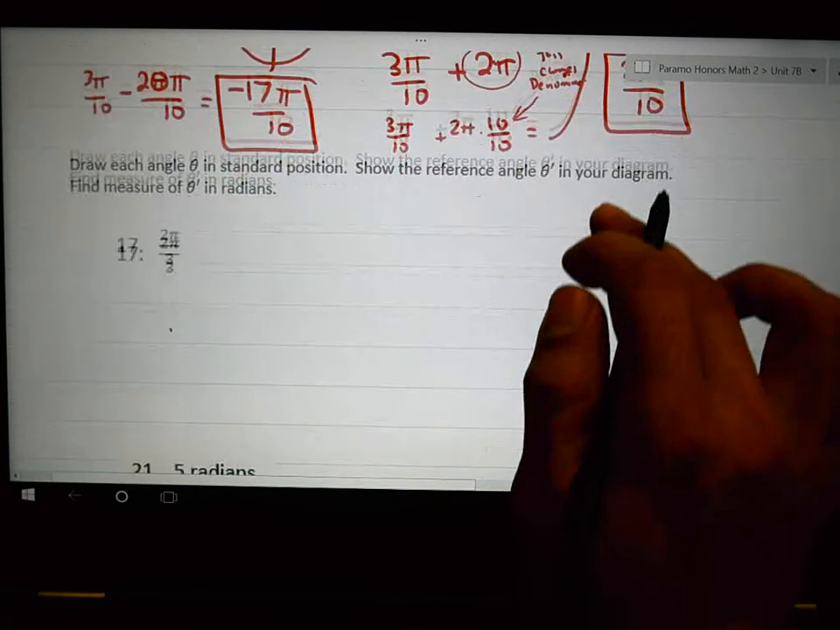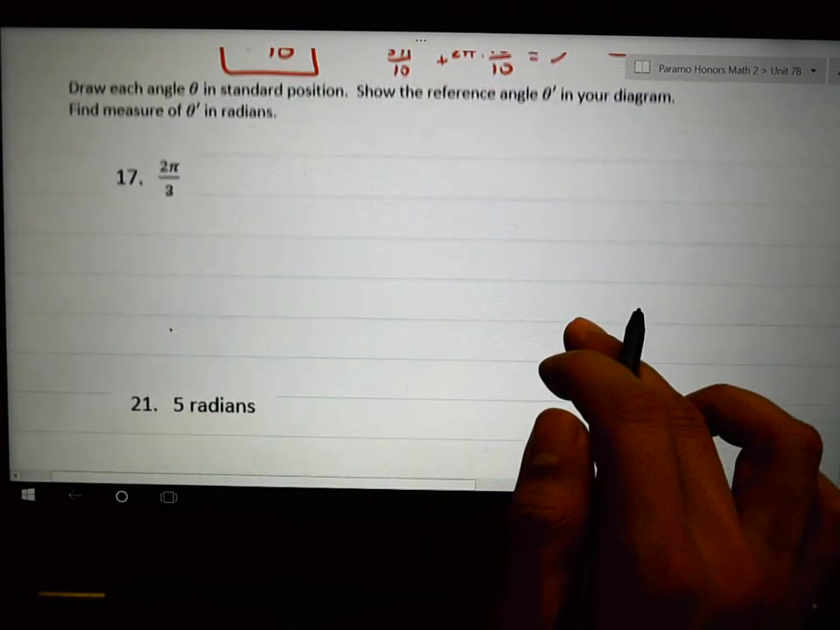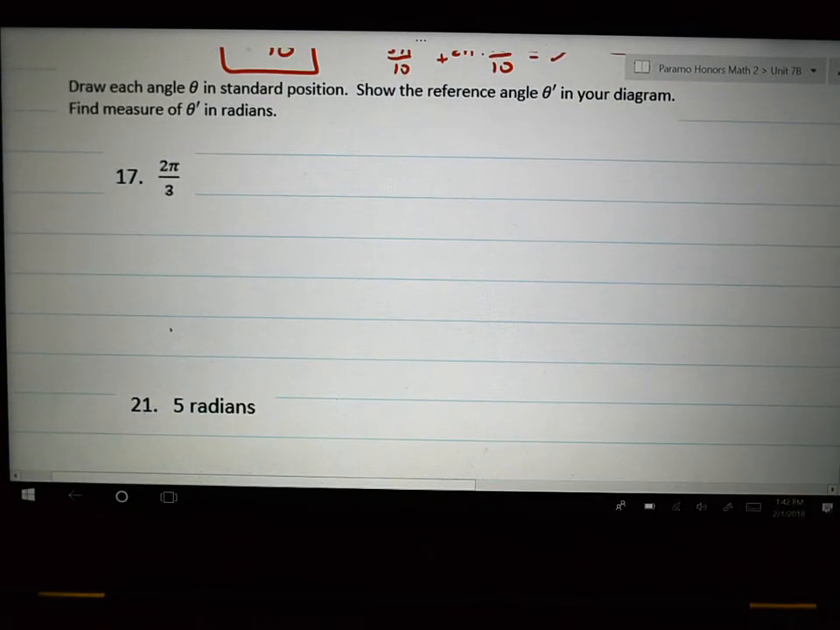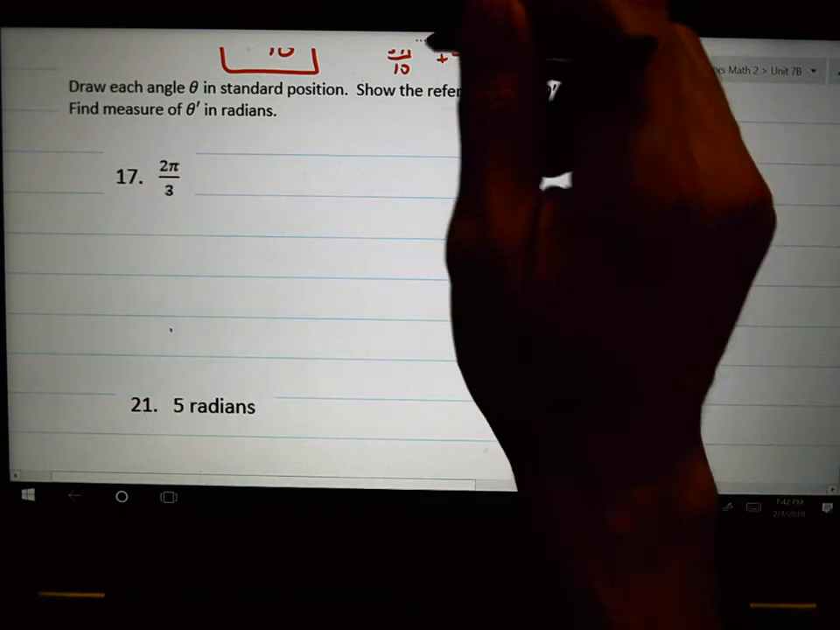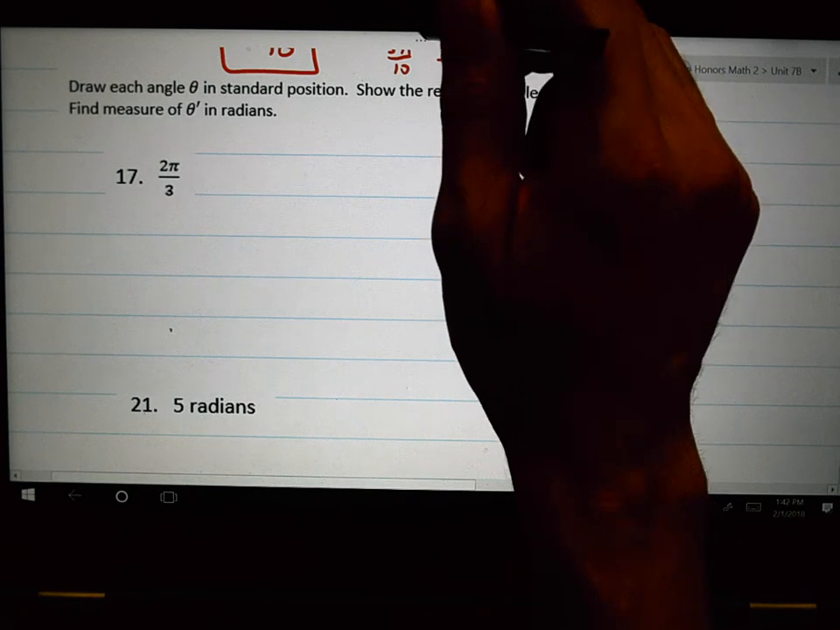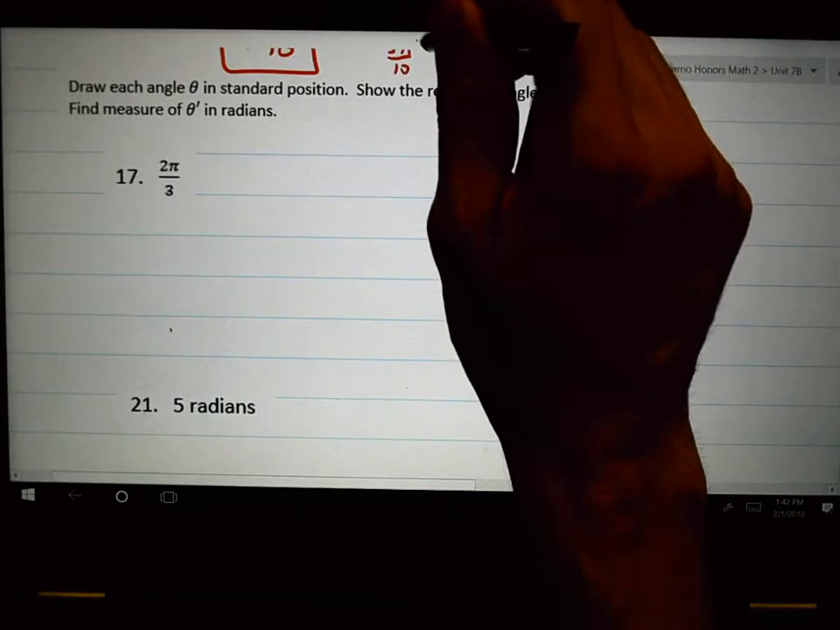The last two examples are 17 and 21. 17 will be easier than 21, and then we'll end our notes right there. So 17 says, draw each angle in standard position, show the reference angle theta prime in your diagram, find the measure of theta prime in radians.